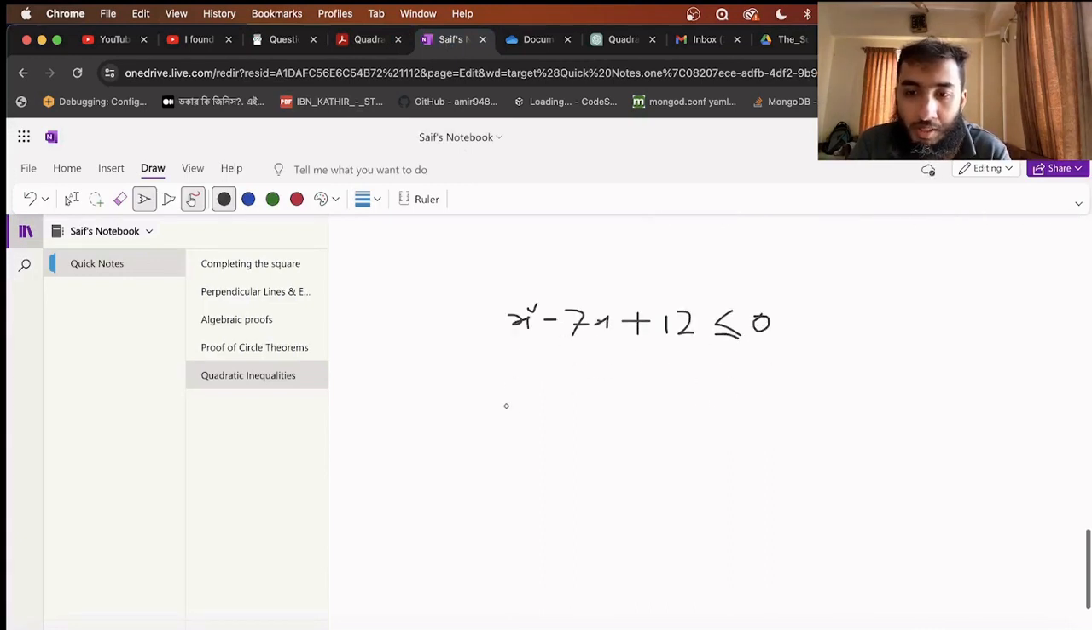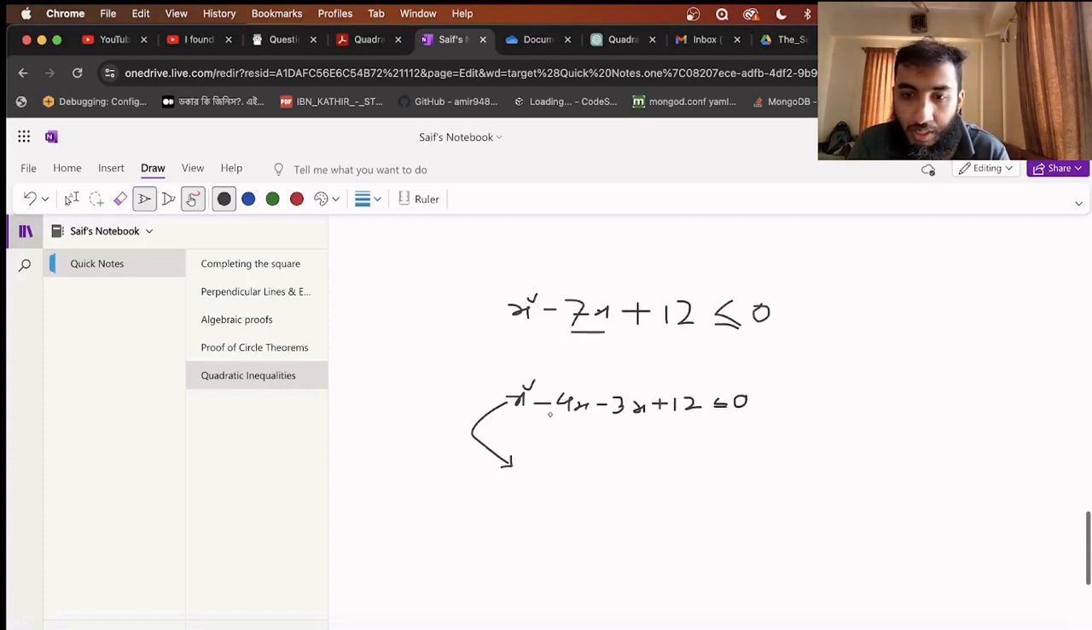So if we split the middle term, we can divide 7 using 4 and 3, because for 12 we can use 4 and 3. So x square minus 4x minus 3x plus 12 is less than or equal to 0. We can simplify this: x square minus 4x is x into x minus 4, so one term would be x minus 4, and another term would be x into x minus 4 minus 3 into x minus 4. So another term would be x minus 3.